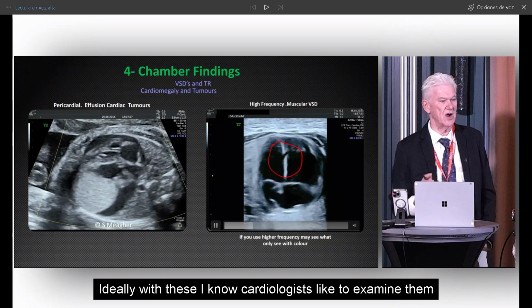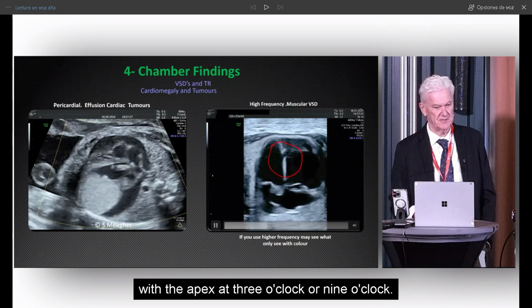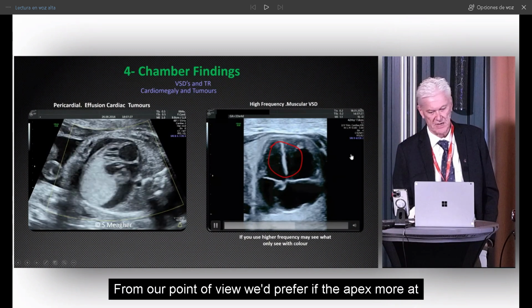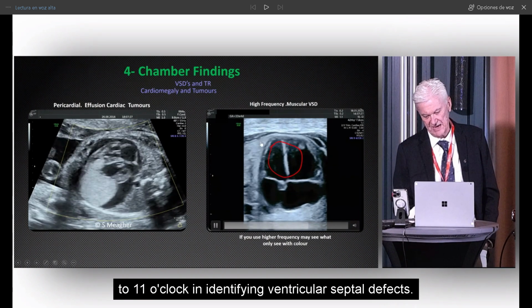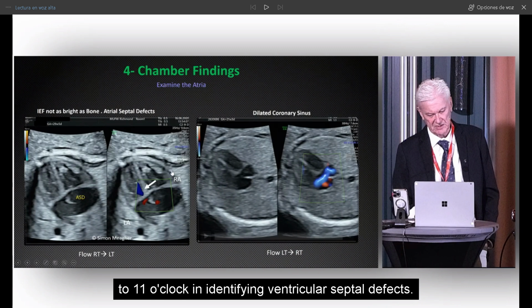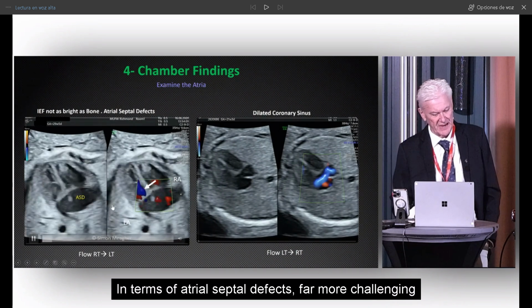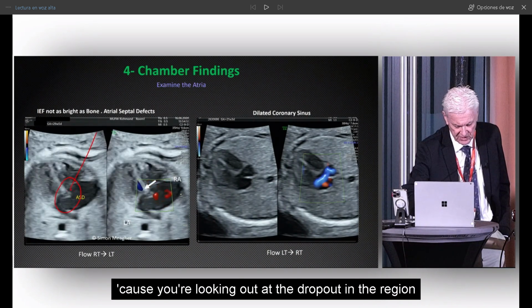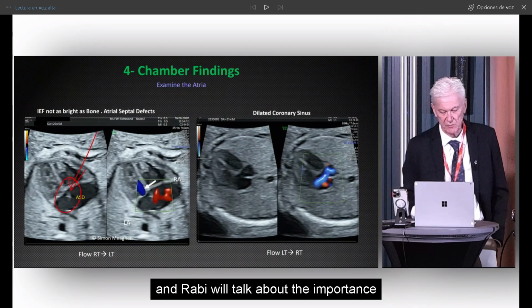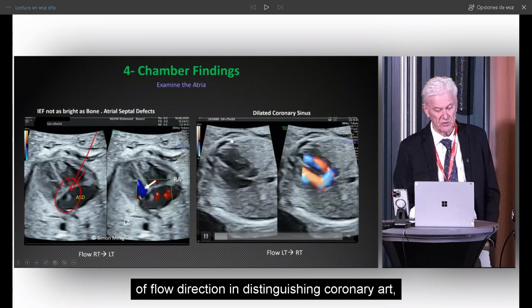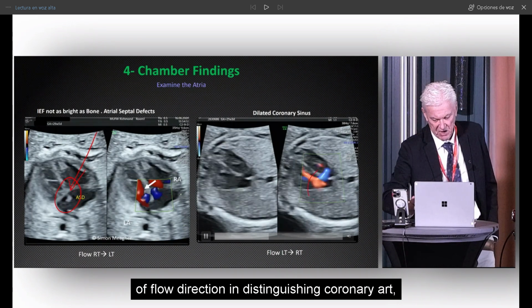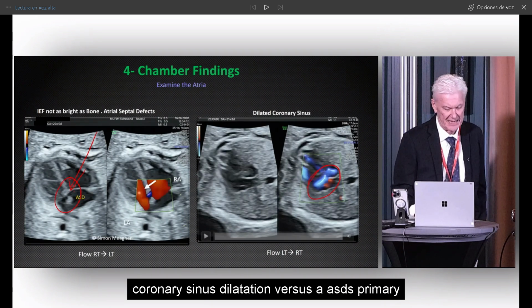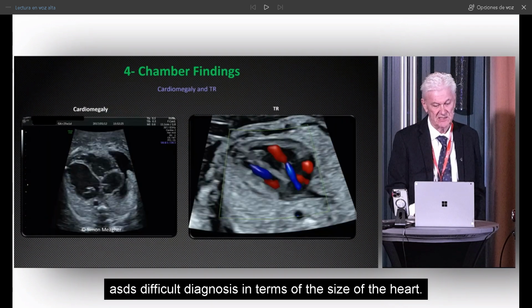Ideally with these, I know cardiologists like to examine them with the apex at 3 o'clock or 9 o'clock. From our point of view, we prefer the apex more at around 2 o'clock or 10 to 11 o'clock in identifying ventricular septal defects. In terms of atrial septal defects, far more challenging because you're looking at the dropout in the region of the atrial septum. And Rabbi will talk about the importance of flow direction in distinguishing coronary sinus dilatation versus ASDs, primum ASDs, a difficult diagnosis.